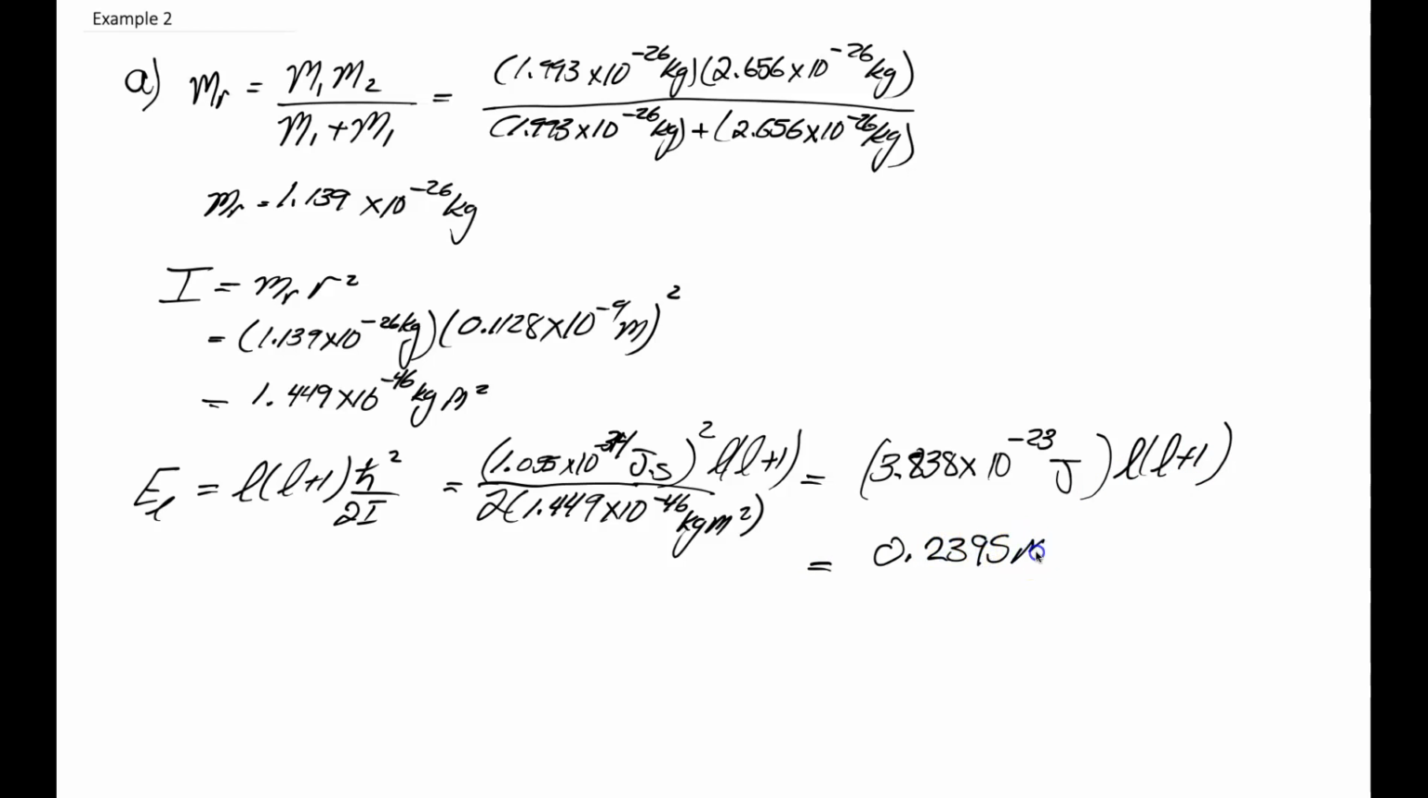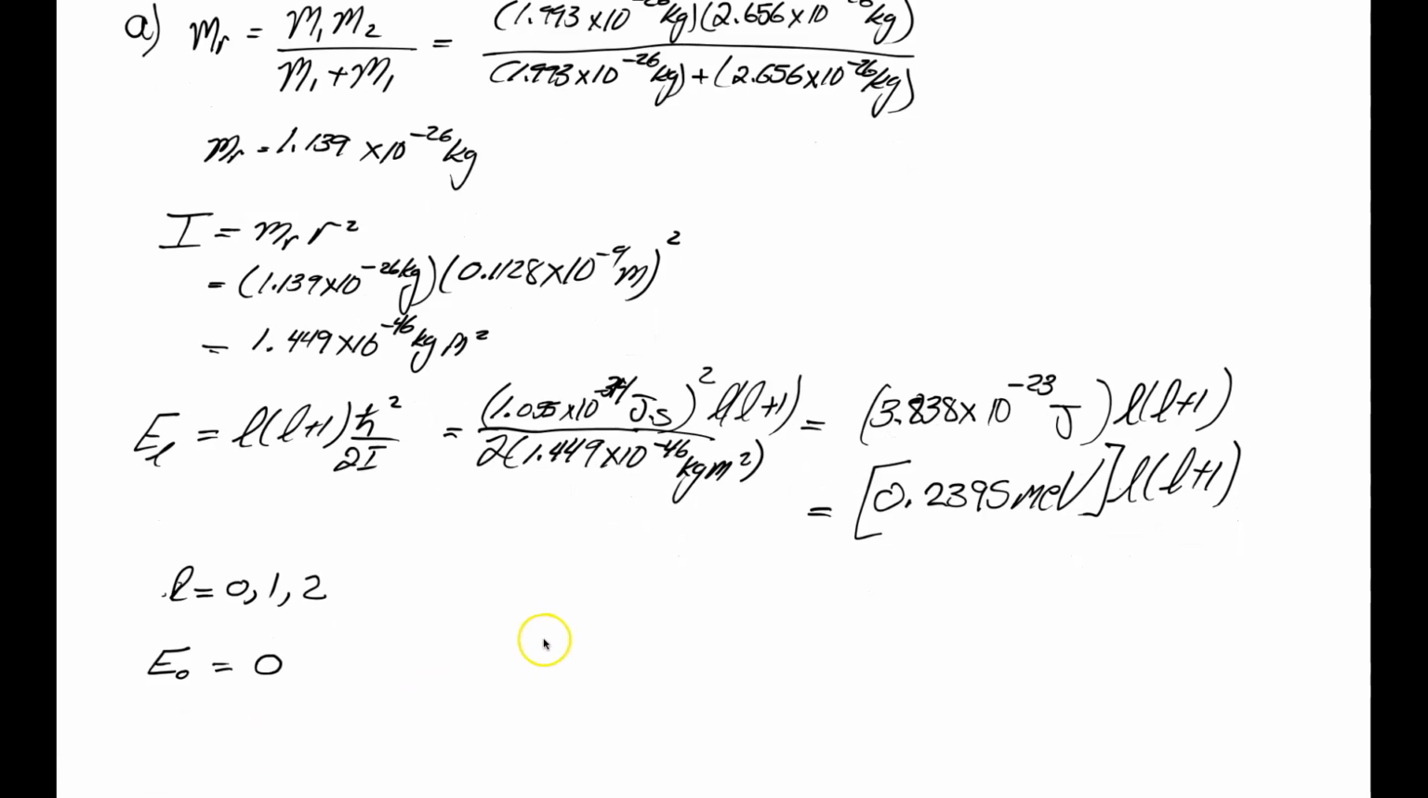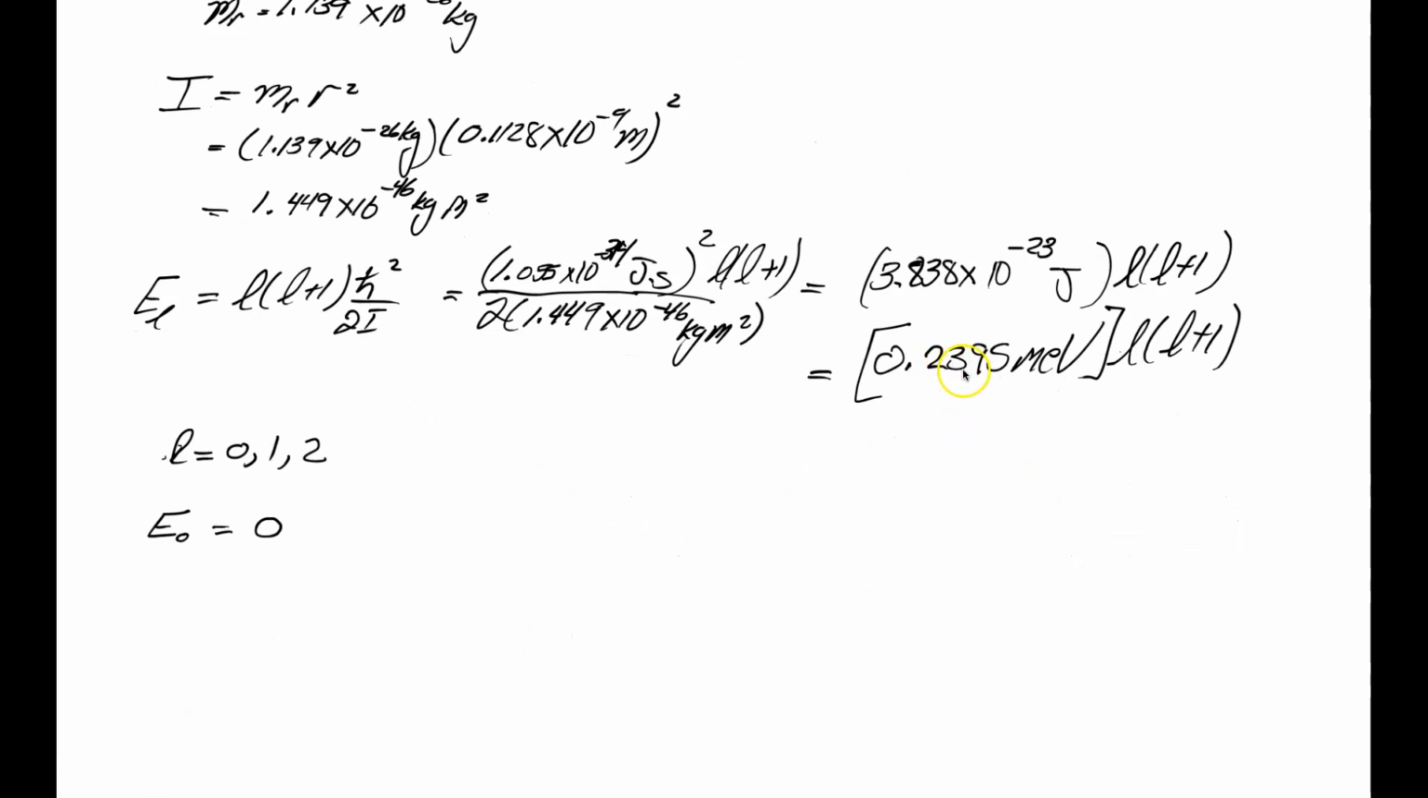which is the same as 0.2395 milli-electron volts times the quantity L times L plus 1. So now if we know the values for L, we can find the rotational levels. For this problem part, we have L equals 0, 1, and 2, which means E sub 0, plugging in 0 for L, will give us 0 times the 0.2395, which is still 0.